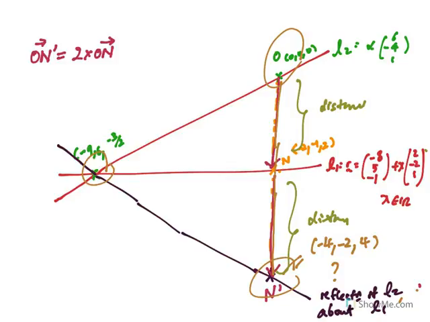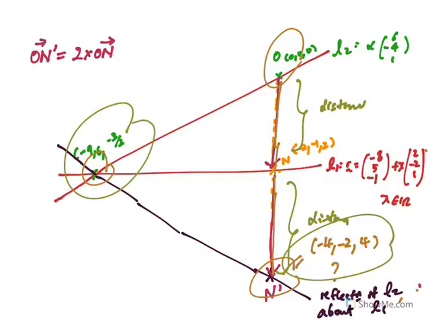Can I say these 2 vectors are equal? The magnitudes of the vectors are the same, because it's a reflection. So the distance here and the distance here are the same. The magnitude here and the magnitude here are the same. ON is equal to NN prime. That's why I can say ON prime is negative 4, negative 2 and 4.